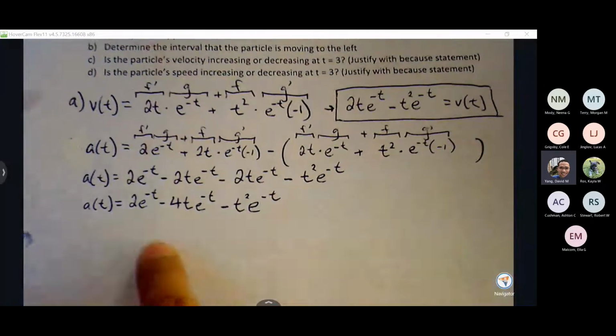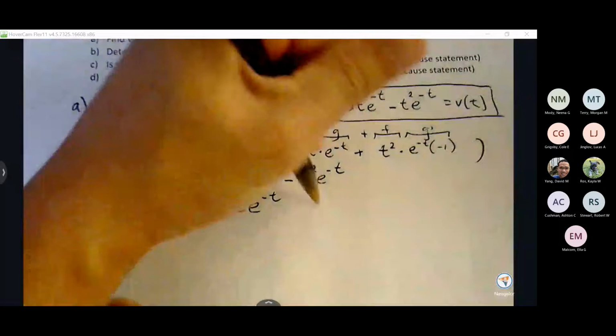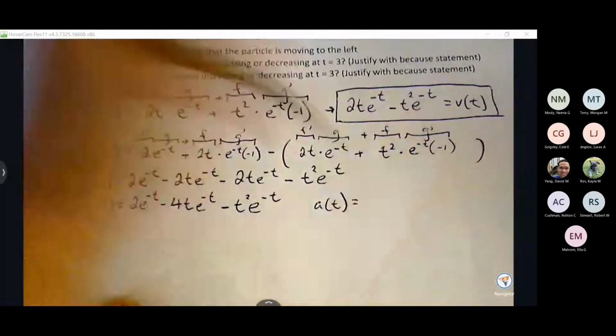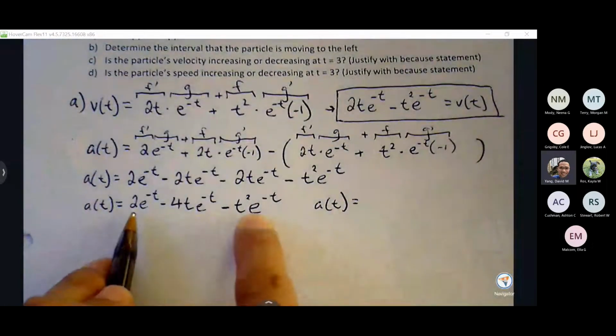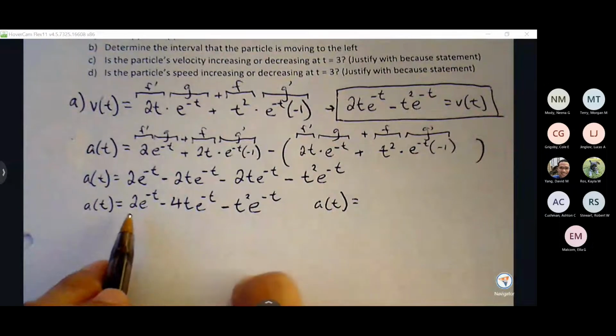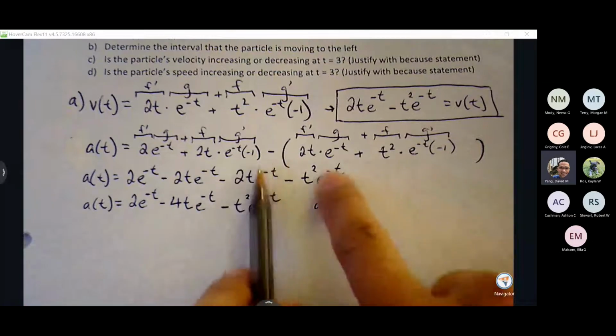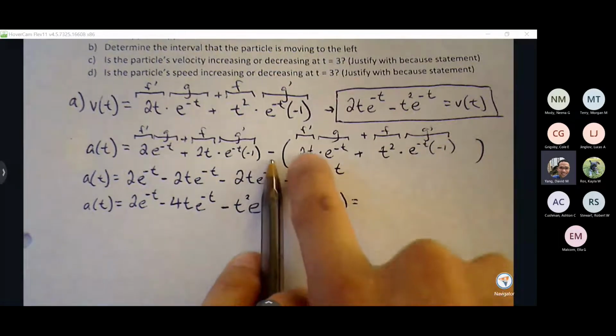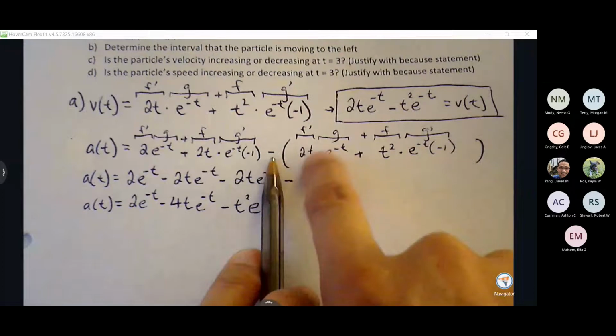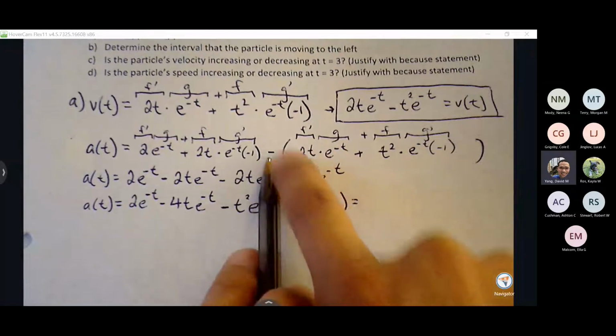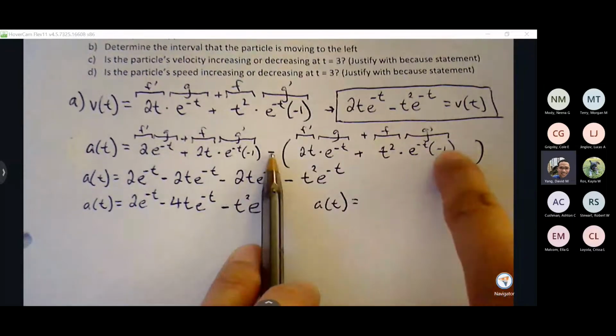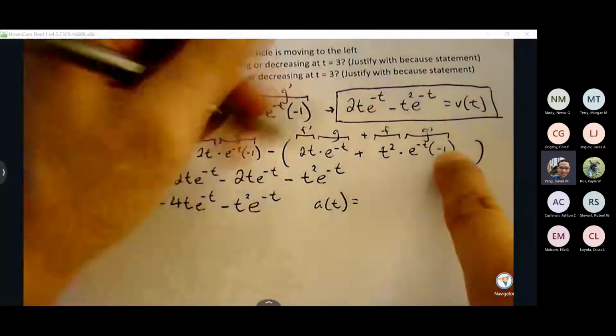Feels a little bit cleaner if I can take out a GCF. So it looks like they all share e to the negative t. Oh, sorry, messed up here. If I distribute the negative through, this is okay. But if I distribute this negative through here, there's two negatives. So that gives me positive.